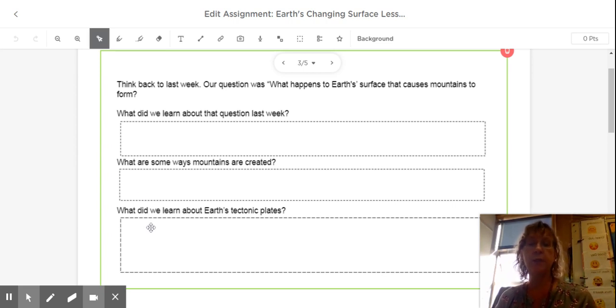Then we talked about what we learned about the tectonic plates, the Earth's plates. We talked about the fact that they fit together like puzzle pieces, right? They're very thin, like the shell of an egg. Remember, we showed that. They move, right? And we talked about that they're all around the globe, right? So that's what we learned last week about tectonic plates. This week we're going to expand on that and learn a little bit more.